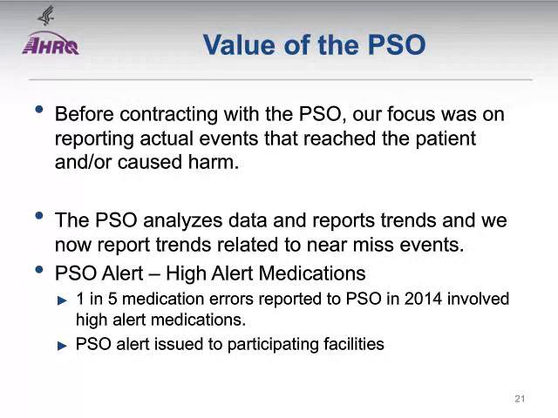And a couple of PSO alerts that we have received, because this is the part that really helps us, is that after the PSO analyzes the data, then they publish a PSO alert. And there was one in particular that included high alert medications. We recognized, or the center reported, that 1 in 5 medication errors reported to the PSO in 2014 involved high alert medications. So as a result of that, the PSO sent out an alert, and it contained best practice guidelines, and that was issued to all of the participating facilities.